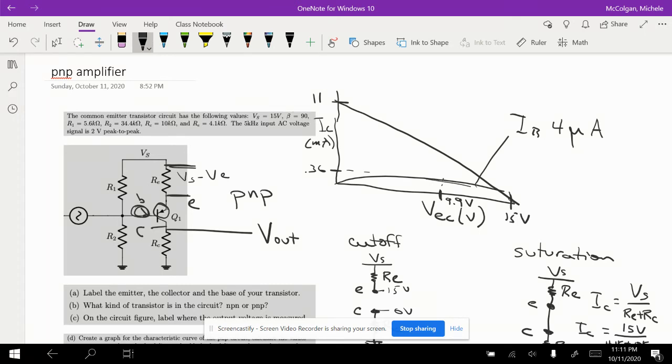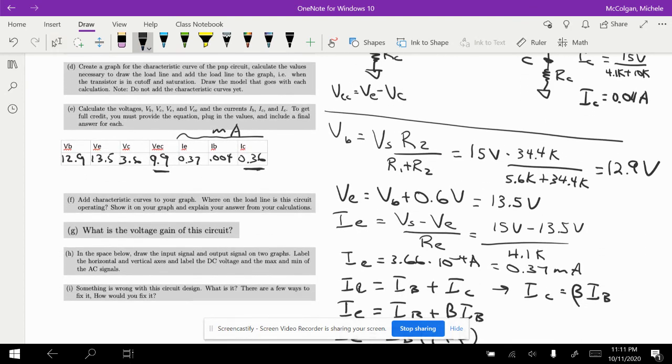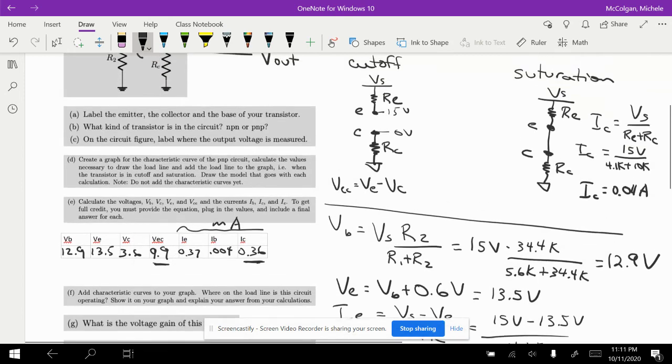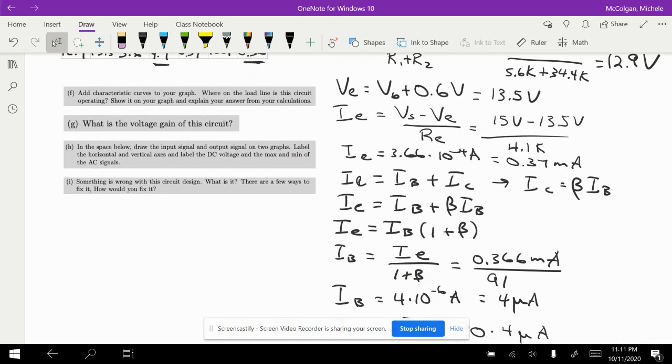We are within our values. If we look at our circuit, what is the voltage gain? Well, we can calculate the gain here because we know that A is equal to negative RC over RE, right? So A is equal to negative 10K over 4.1K.